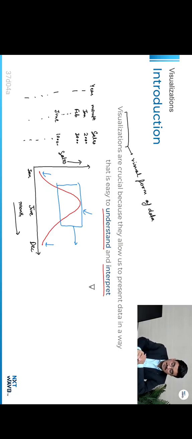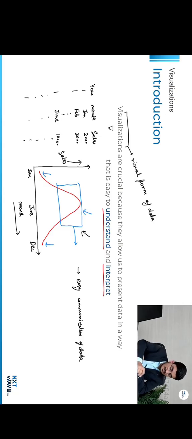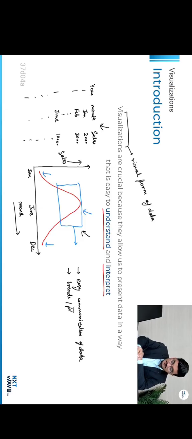Now let's understand the different advantages of using visualizations. First is the easy communication of data. We already saw with this example, this graph here easily represents our data. And if we directly look at the raw data, we won't be able to understand any patterns or trends in our data. So, easy communication of data. Another advantage is understanding trends or patterns in data.